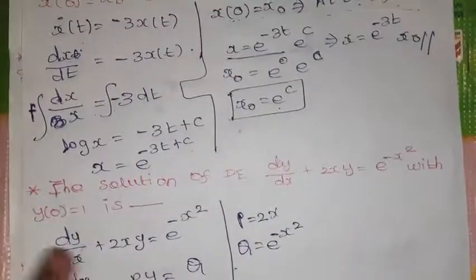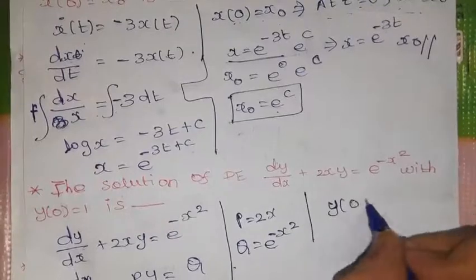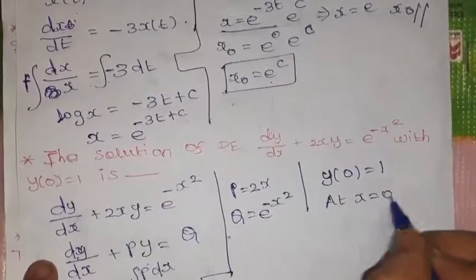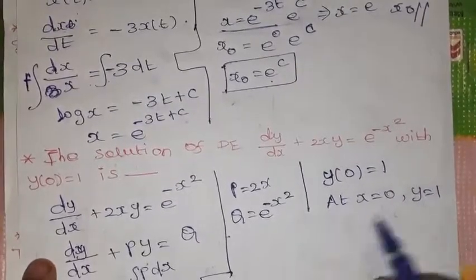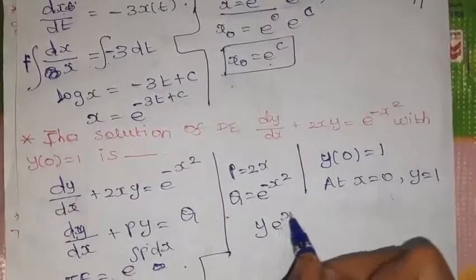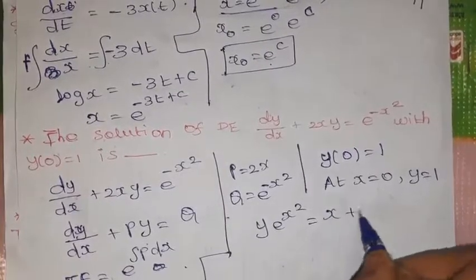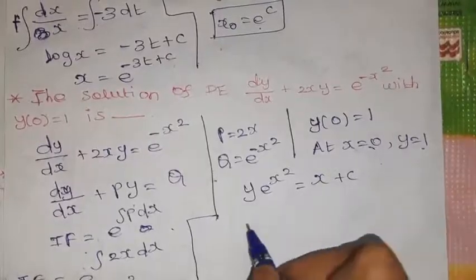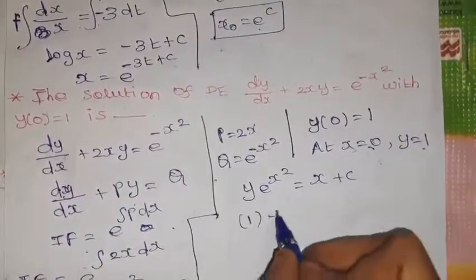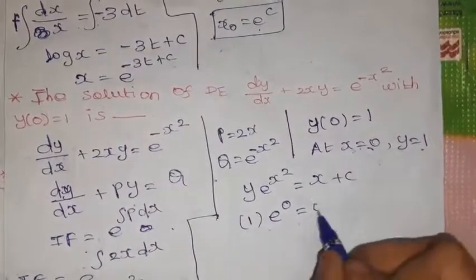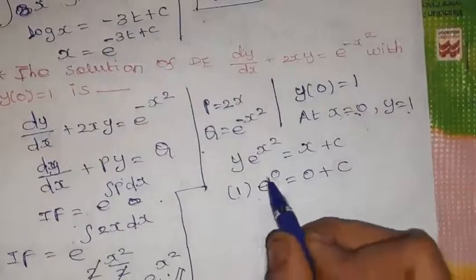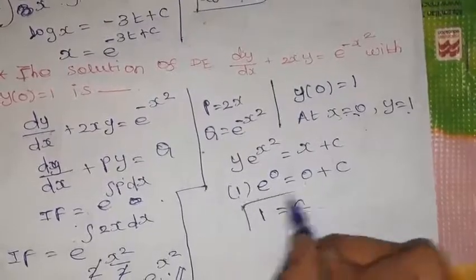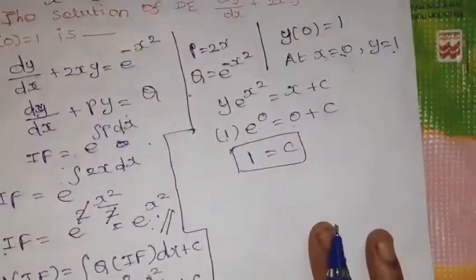What is given? Y of 0 equals 1, right? Which means that at x equal to 0, y equals 1. So what is the general solution? We have y into e power x squared equals x plus c. Substitute x equal to 0 and y equal to 1. Y equals 1 into e power x squared, so e power 0, then x equals 0 plus c. E power 0 is also 1. 0 plus c is c. So what is the c value? C equals 1 only.